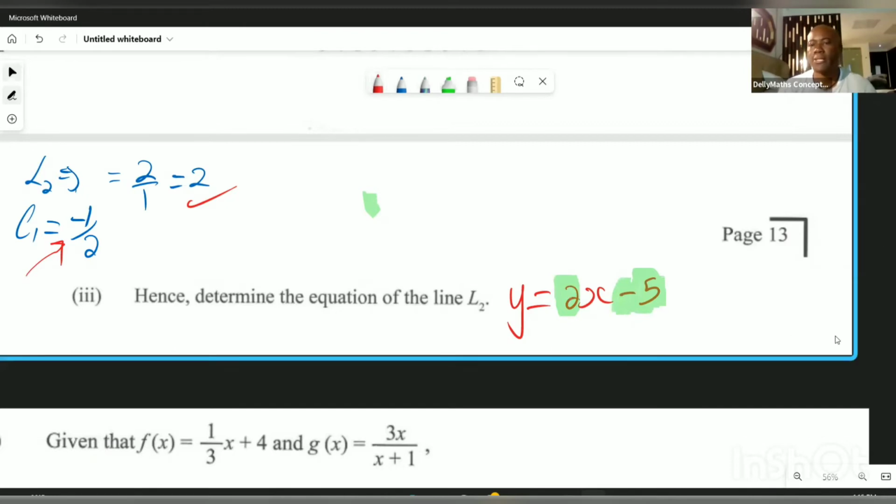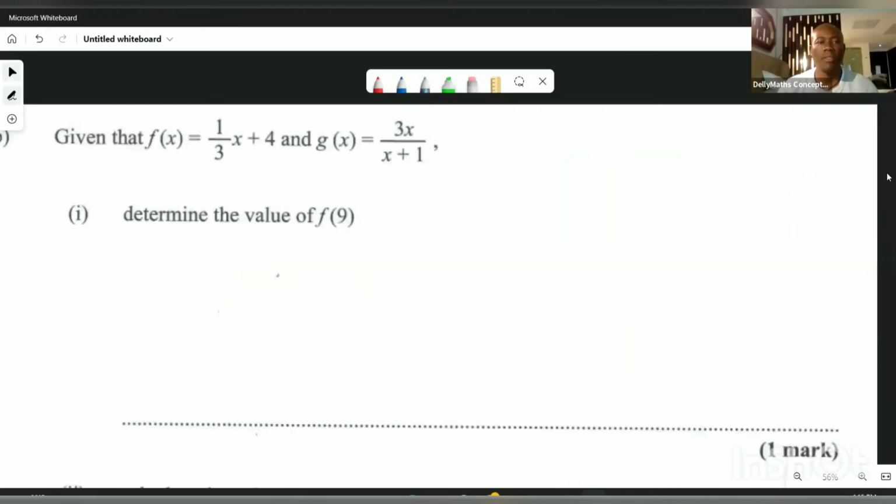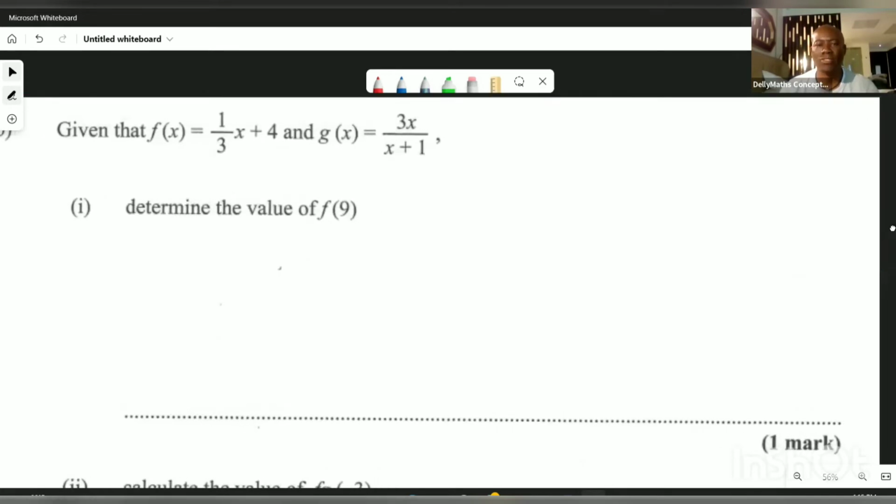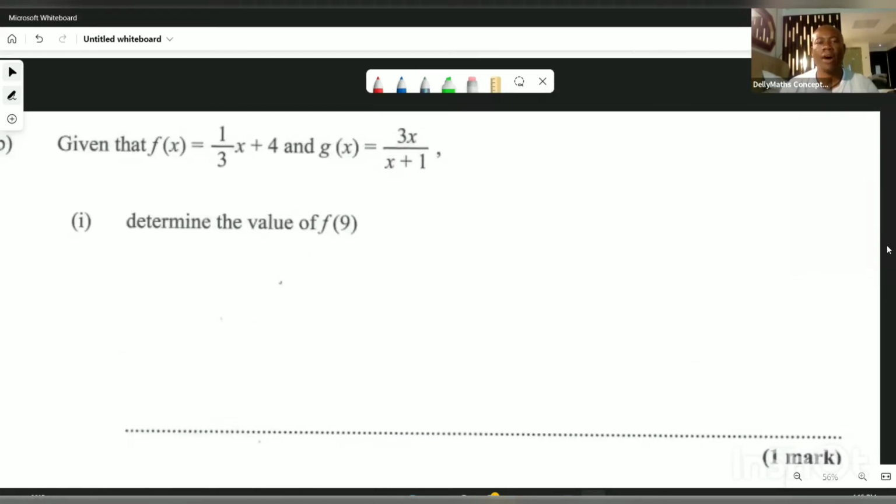And let's see what the other question is. The other question says, given that f(x) = 1/3 x + 4 and g(x) = 3x/(x + 1), determine the value of f(9). So if we're going to determine the value of f(9), we definitely need that f function. So the f function reads f(x) = 1/3 x + 4.